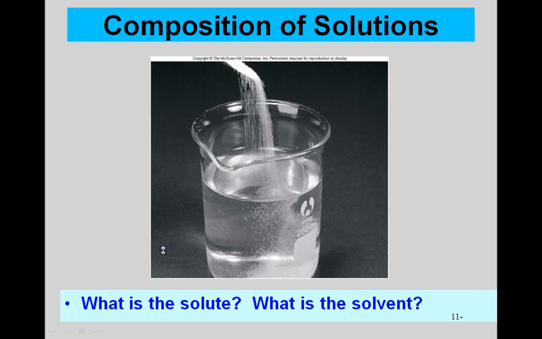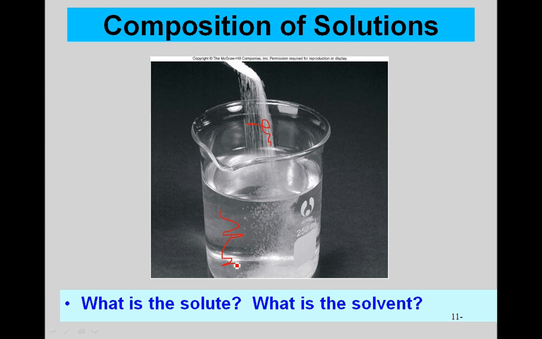So if you look here at this picture, can you tell me what is the solute and solvent? Yes, the salt crystals that you see going in right here will be considered the solute, because it's what's dissolving. And then all of this that you see here, the liquid, which we'll say is water, is the solvent.